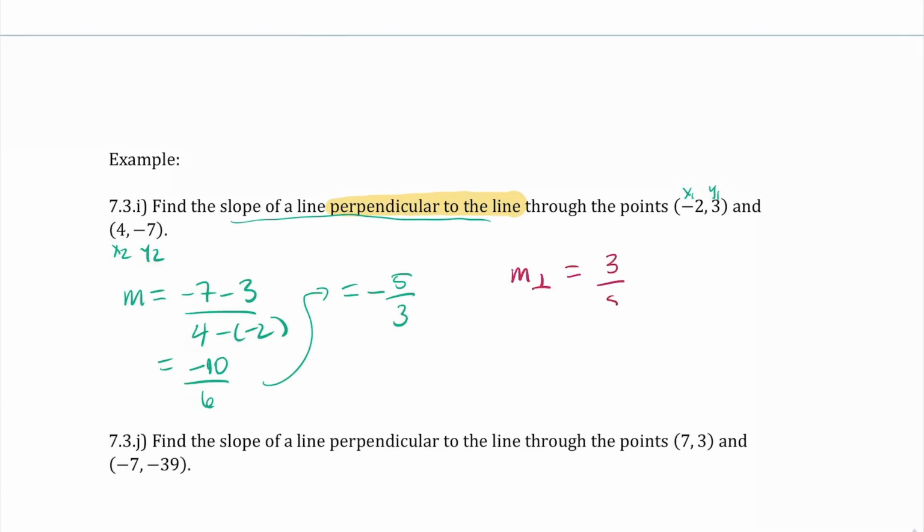We're just going to turn that fraction over. And it was negative, so it has become positive. So our answer is here.